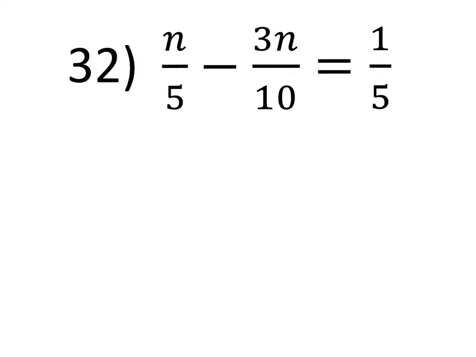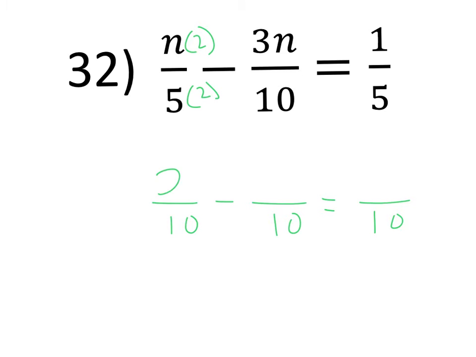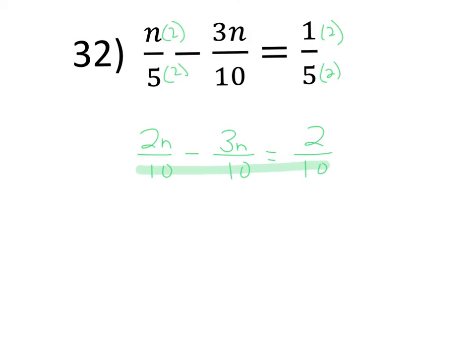All right, going to my next one here, number 32. My common denominator is going to be 10s, so I'm going to have 10s across the board on the bottom. I'm going to have to multiply this first guy by 2, so I'm going to get a 2n. The 3n's already good because we already had a 10 down there. And then I'm going to multiply this guy by 2 and get a 2 there.